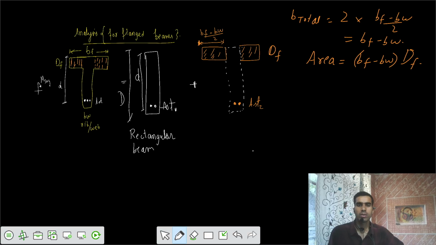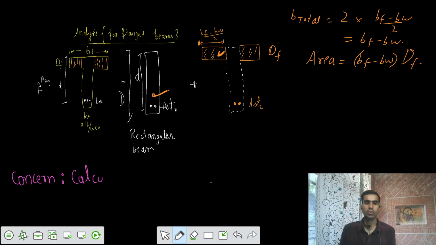Now the thing is that we know how to design a rectangular, singly reinforced beam. That's easy. This part is easy. And for this part, there is a concern. So we have a tricky point here. The concern here is the calculation of the neutral axis.